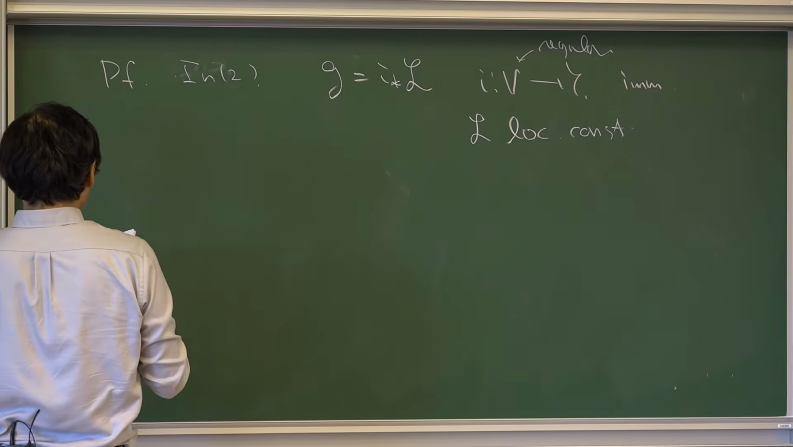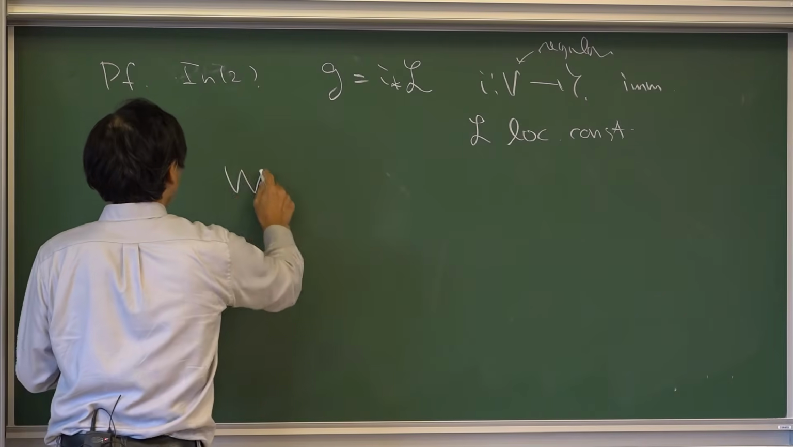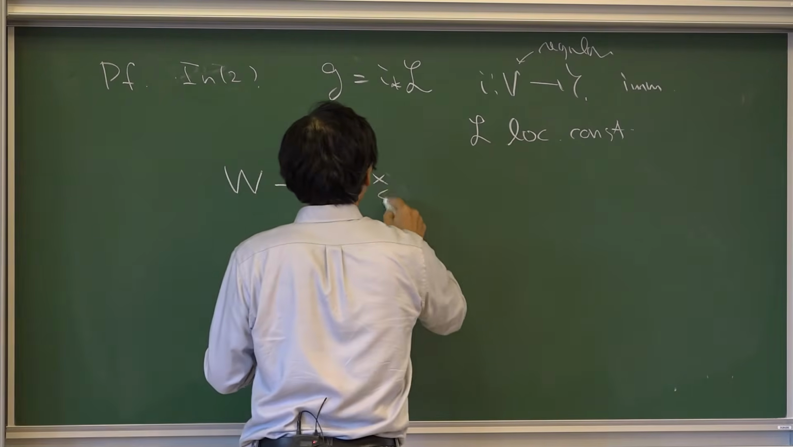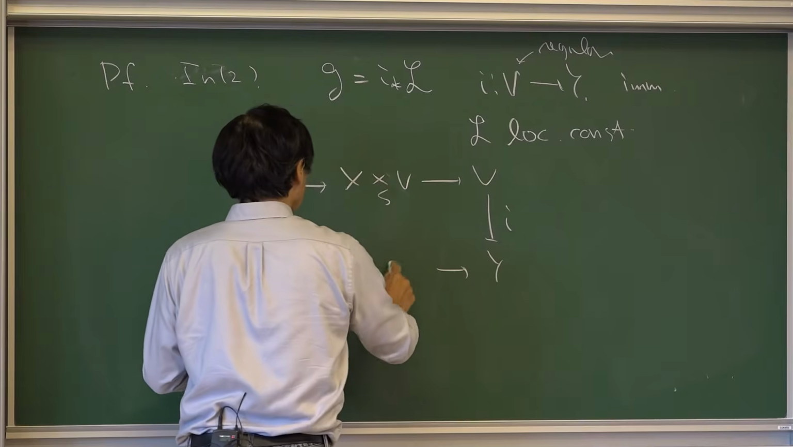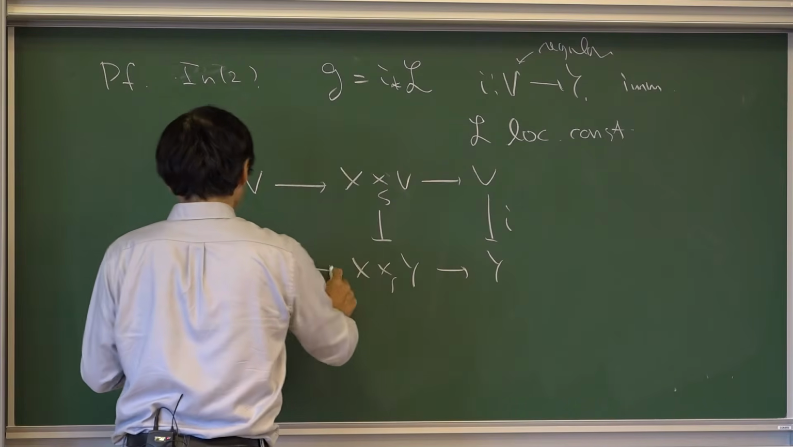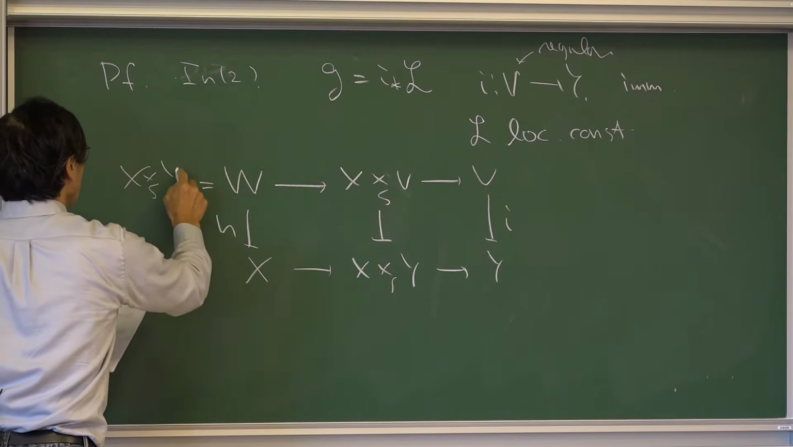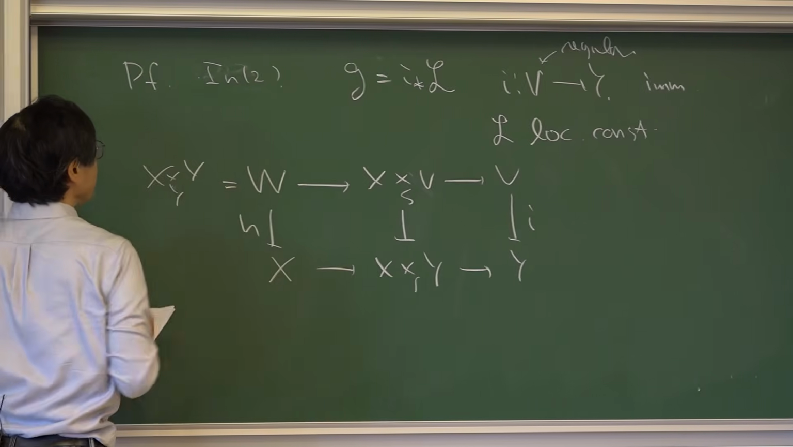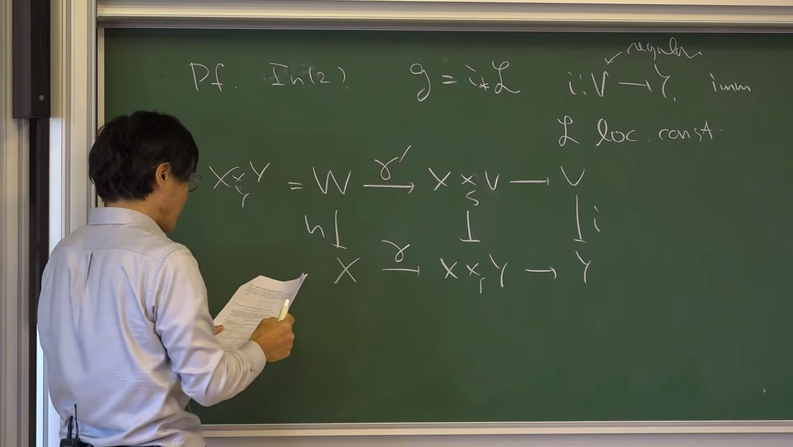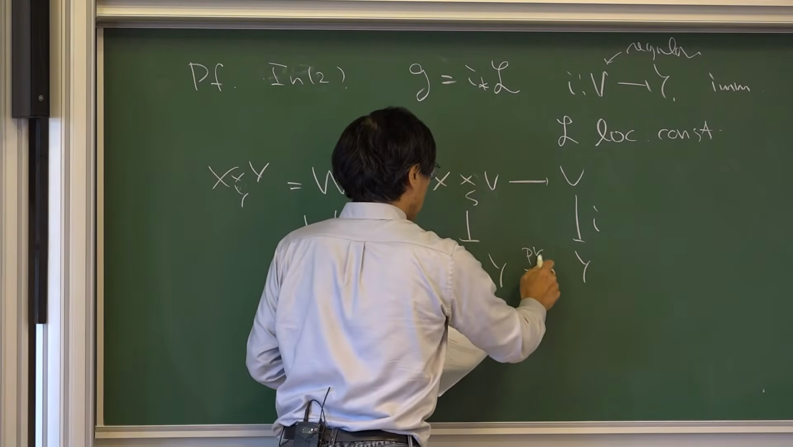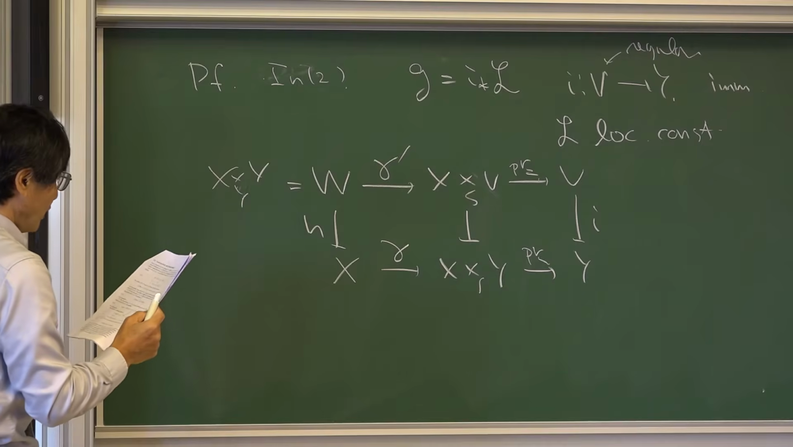Okay, now we consider a Cartesian diagram. X cross over S, Y, and W is X cross over Y, V. So this is our morphism gamma, and let's call this gamma prime, and they are just projections.